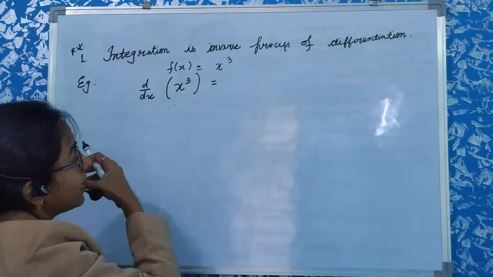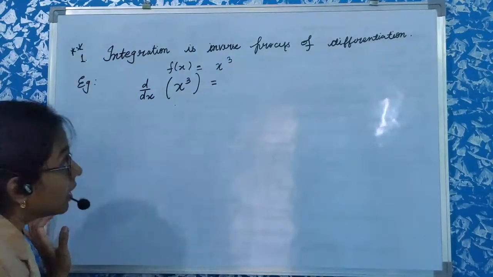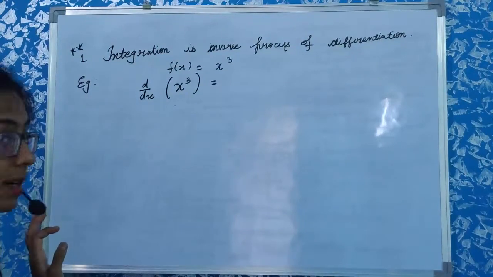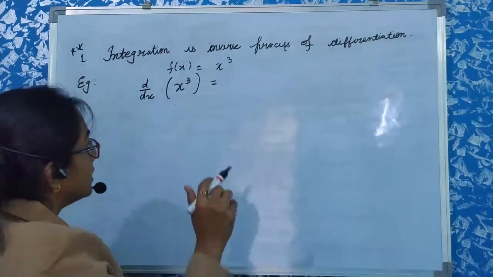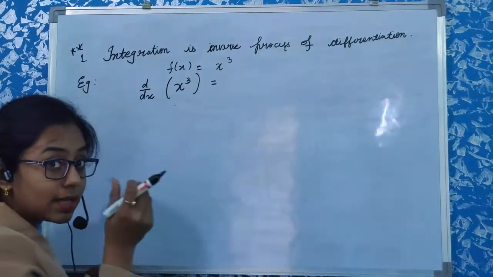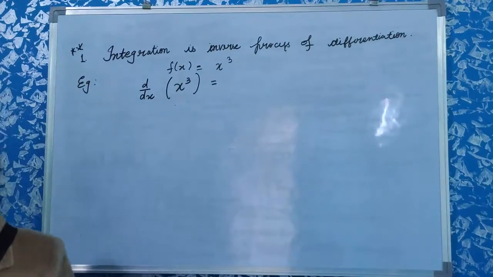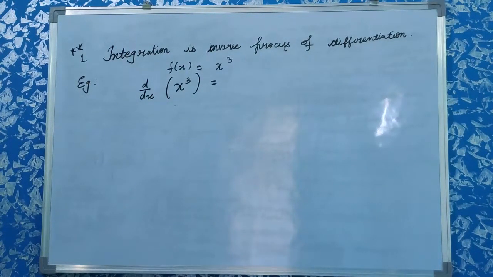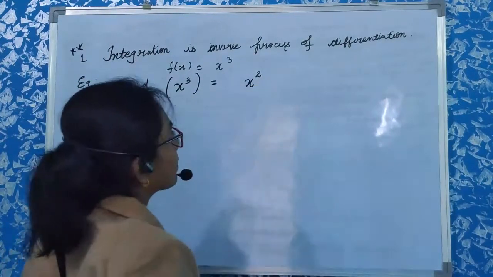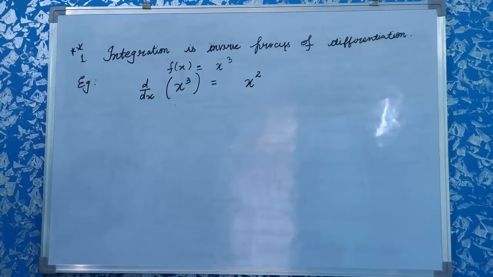So when we are differentiating the given function x cube with respect to x, I hope you have studied differentiation. If you haven't, see what will happen. Do you know the answer? If we differentiate it, what will we get? x square, right?